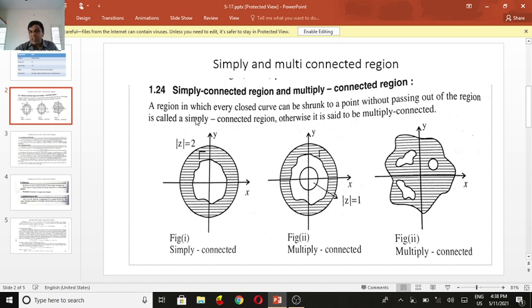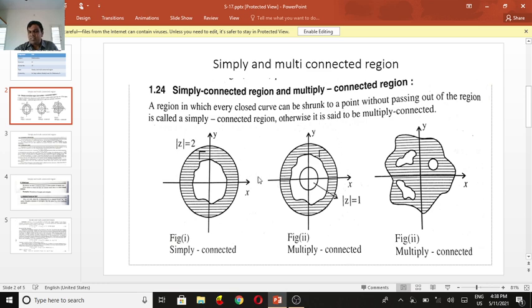A region in which every closed curve can be shrunk to a point without passing out of the region is called a simply connected region. Otherwise, it is called a multi-connected region.